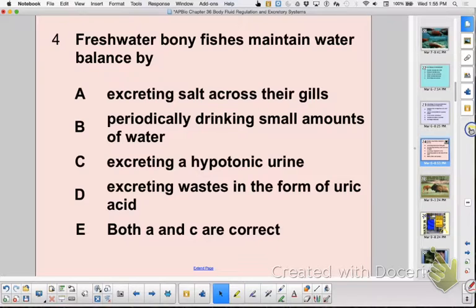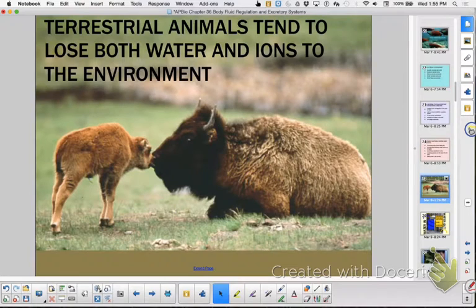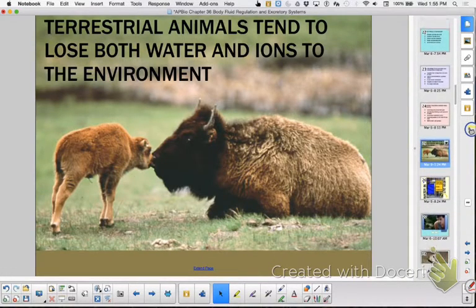Okay, and then this brings us to our last section, osmoregulation by terrestrial vertebrates. So we're on land, we're always going to tend to lose water, and you've got to think about areas where we can lose water. So we have a major adaptation of a water conserving kidney.